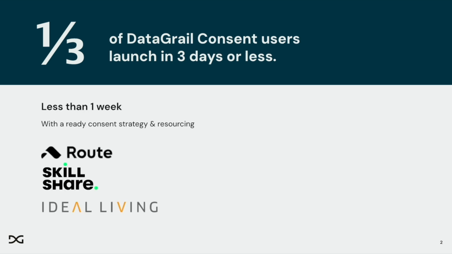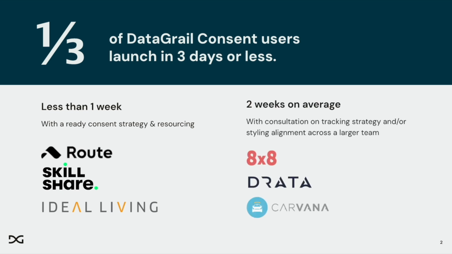If you have well-organized scripts, a strong understanding of their purpose and categorization, and simple styling needs, you'll likely fall in this category. For brands with more advanced stylization requirements or looking to overhaul their tracking strategy as part of implementation, it takes around 2 weeks on average.